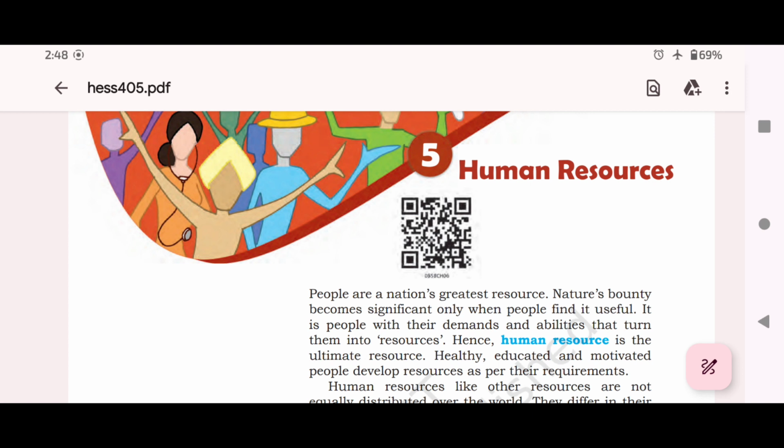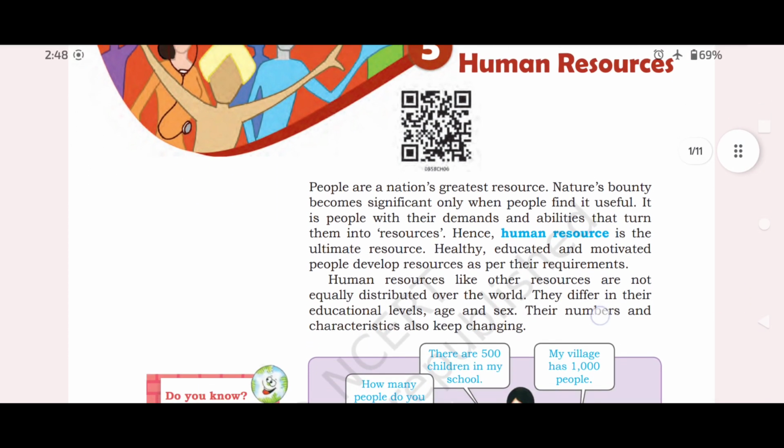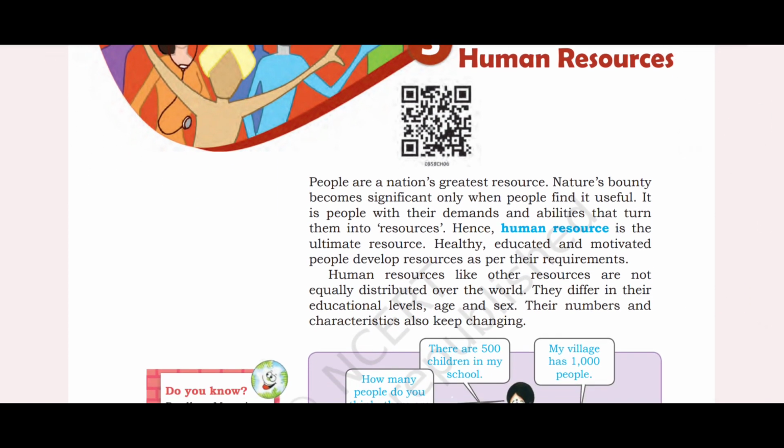Human resources. People are a nation's great resources. Nature's bounty becomes significant only when people can find it useful. It is people with their demands and abilities that turn them into resources. Hence, human resource is the ultimate resource. Healthy, educated, and motivated people develop resources as per their requirements.